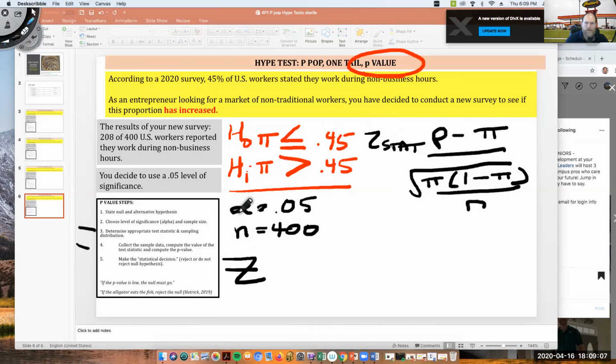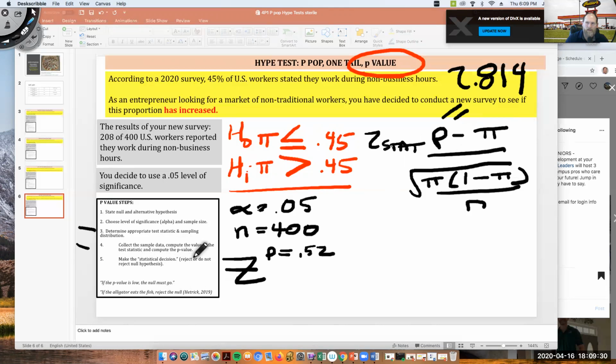Collect the sample data. We have it. We just need to compute p. We compute it the same way we've been doing it. 208 divided by 400 is 0.52. Compute the value of the test statistic. We know what that is. 2.814. Again, I know that because I have values for all these things.